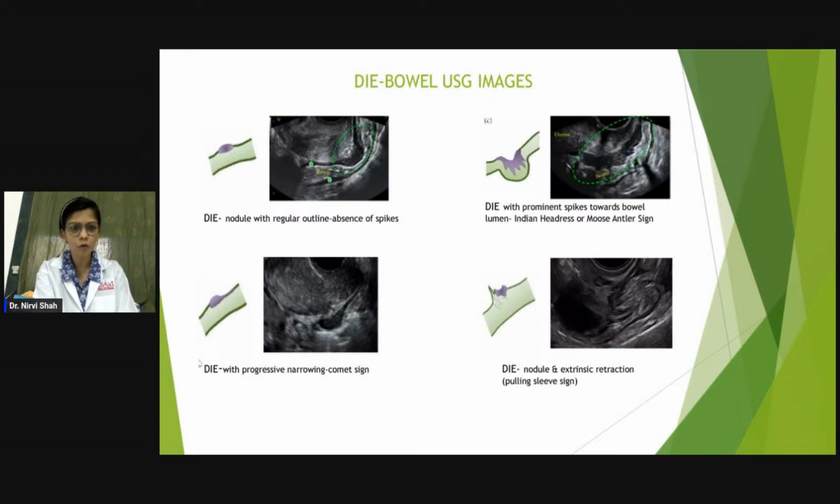This is how it would appear on a diagram. Here, this is known as the pulling sleeve sign. The nodule is extending and there is retraction also. So it's known as a pulling sleeve sign, right here.